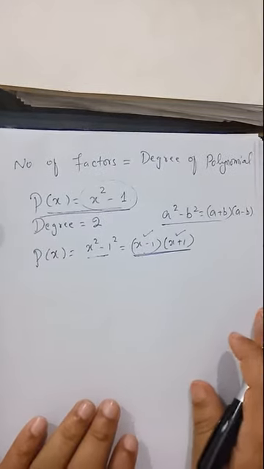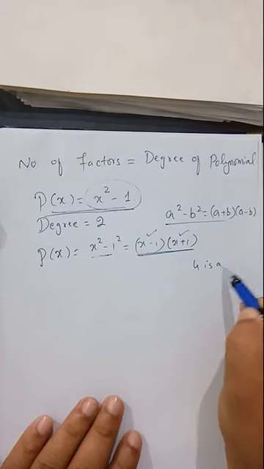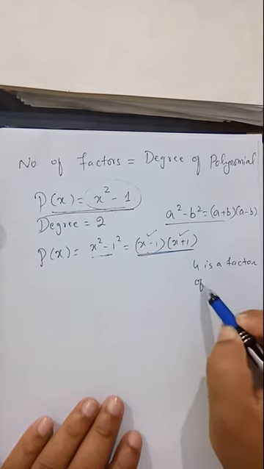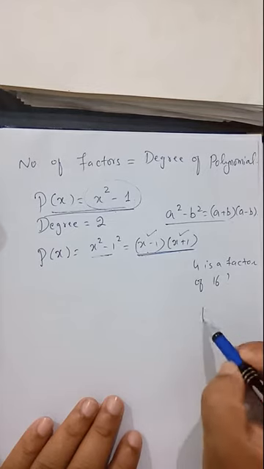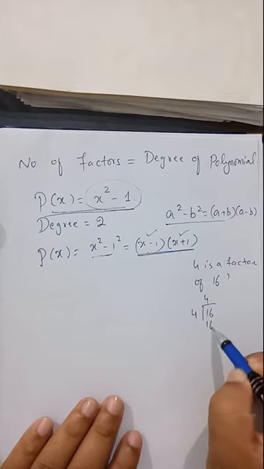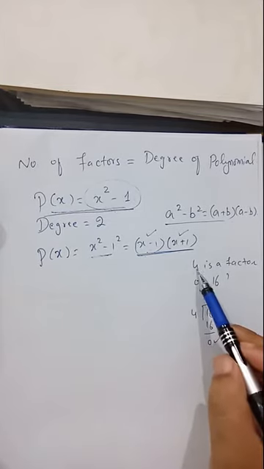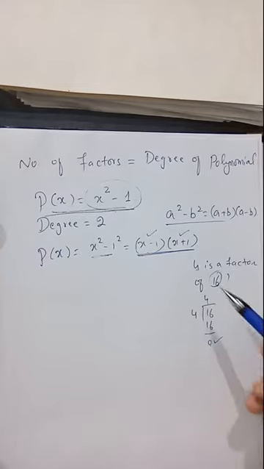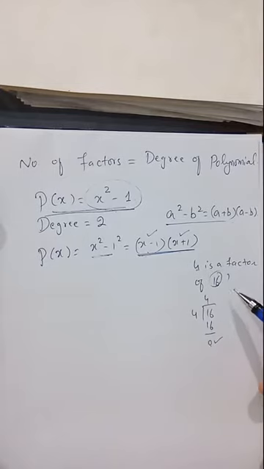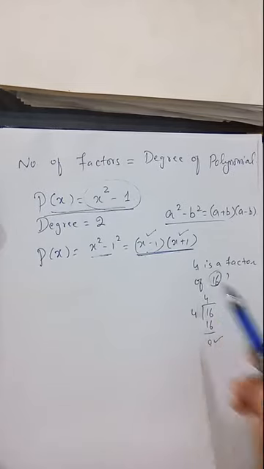For example, if I give an example from numbers, 4 is a factor of 16. What is the reason? Why? If someone asks you to verify this, why is 4 a factor of 16? If you divide 16 by 4, you will get a remainder 0. So whenever a number is divided by some other number and you get a remainder 0, that number in the division is called a factor of this number. So that's why 4 is a factor of 16, because 16 is exactly divisible by 4. Or you can divide 16 by 4 and you get a remainder 0. So in that case, 4 is called a factor of 16, and 16 is called a multiple of 4.